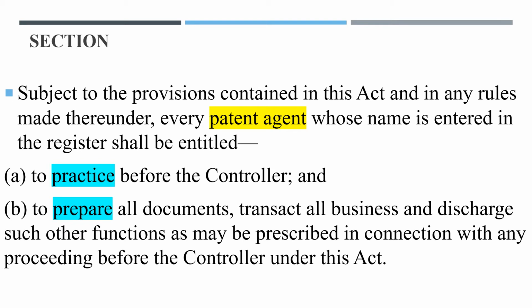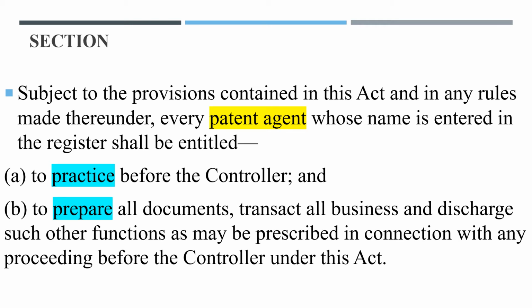Okay, so we have to see that every patent agent whose name is entered in the register shall be entitled to practice before the controller, and that means this is the compulsory condition, and to prepare all documents, transact all business and discharge such other functions as may be prescribed. Okay, so I hope it is pretty clear now.